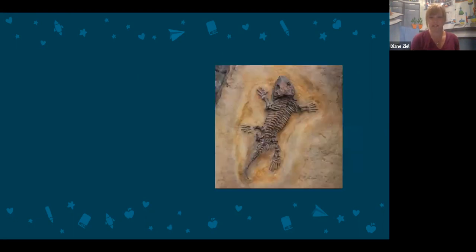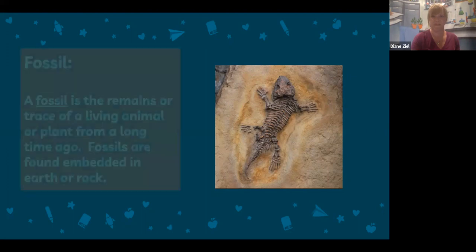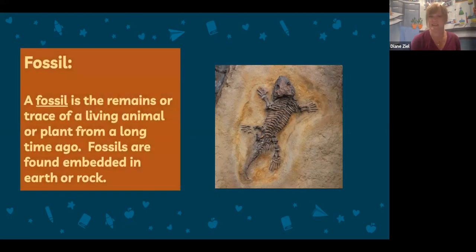Here you see an example of bones or a skeleton that are creating the form of a former living thing. What is this an example of? That's right, scientists. This is a fossil. A fossil is the remains or trace of a living animal or plant from a long time ago. Fossils are found embedded in earth or rock.